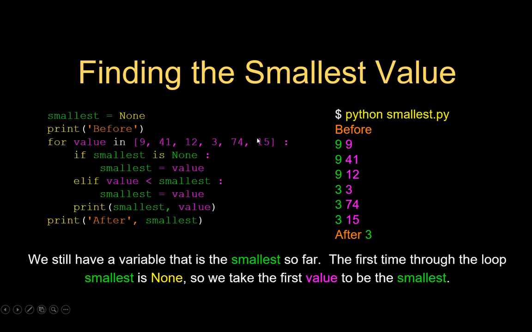Then we get to 15. 15 is not smaller than 3. Again, we print 3 and 15, and after that we get out of the loop, and we print "After" and the smallest, which is 3. So that's how we can solve the problem of finding the smallest value in the set.